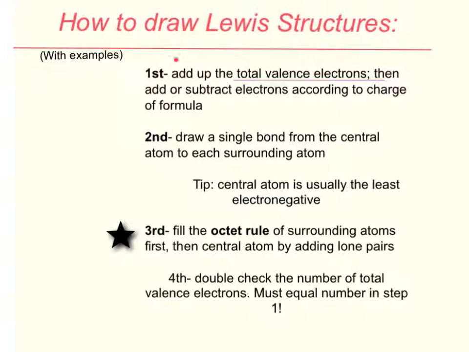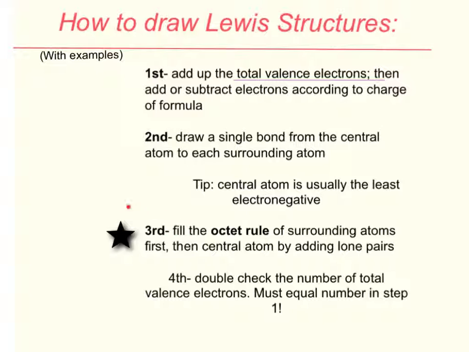So first thing you want to do is add up the total valence electrons. Then you want to add or subtract electrons according to the charge of the formula. The second thing you want to do is draw a single bond from the central atom to each surrounding atom. To figure out what your central atom is, you have to do a lot of practice, and most of the time common sense will tell you which is your central atom.